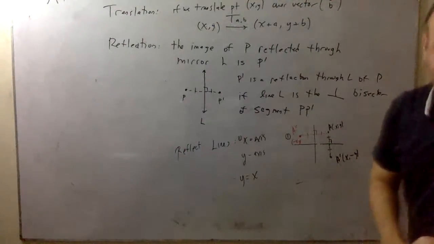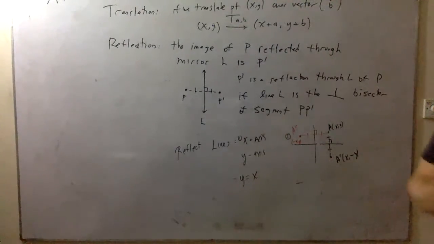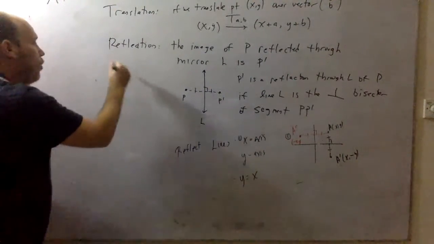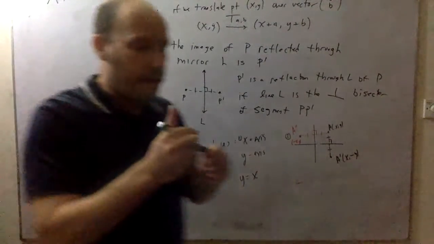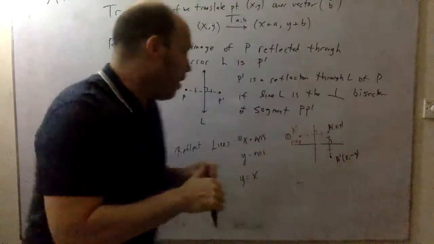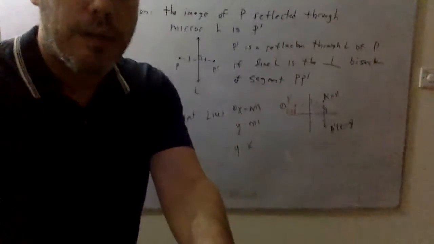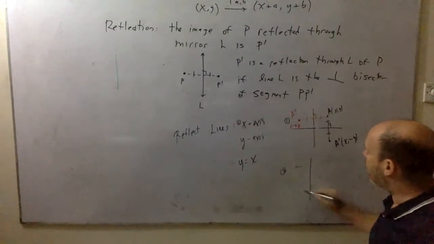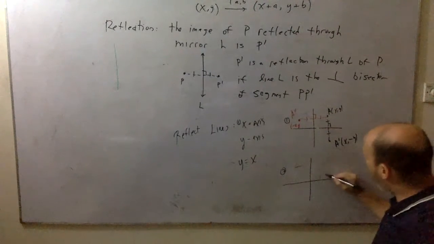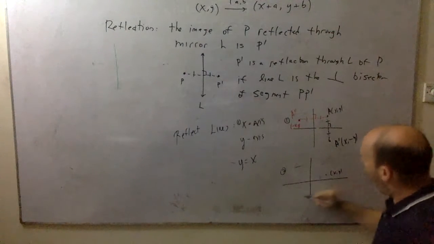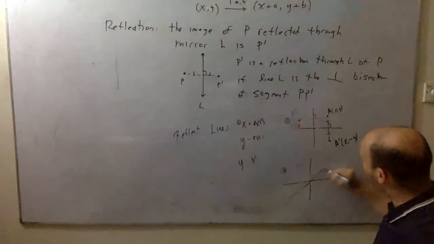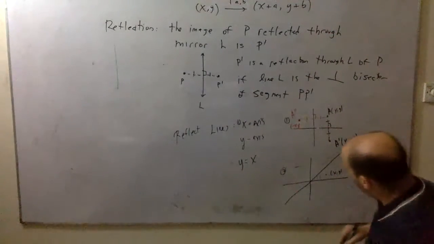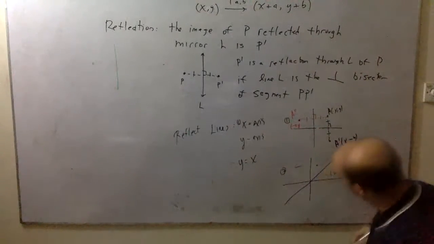Now here's the really cool thing. You need to know this forever and ever. Okay, let me lower it. When you reflect the point (x, y) over the line y equals x, the question is, what is the image? Well, we know it's this point here.